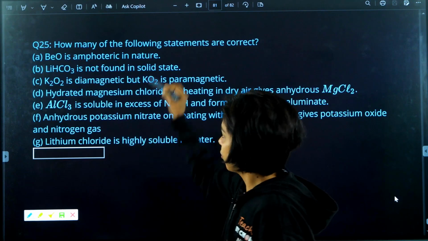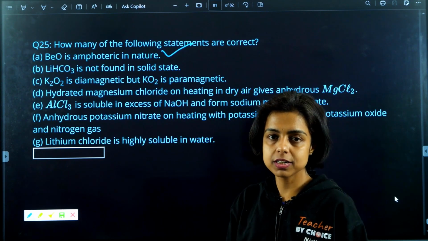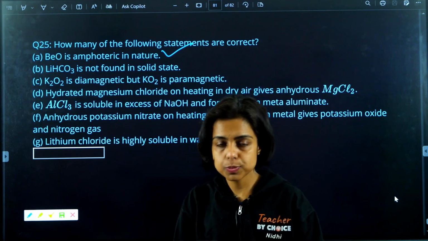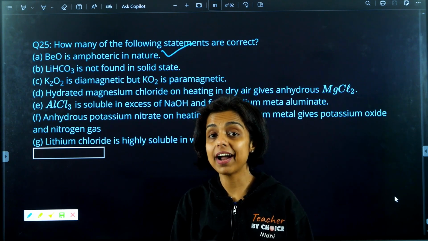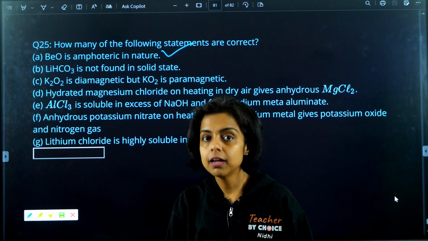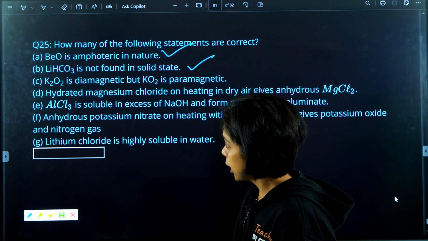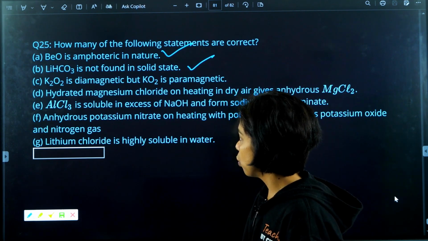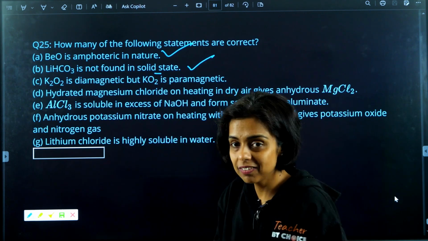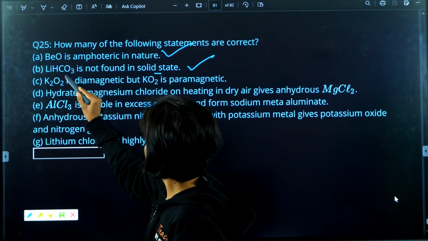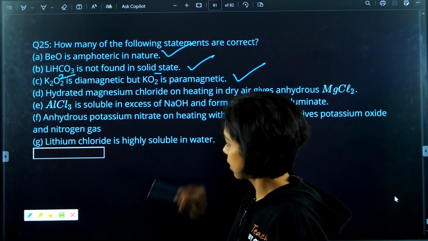BeO is amphoteric. Of course, aluminium, zinc, beryllium oxide, tin, lead oxide are amphoteric in nature. Lithium bicarbonate is not found in solid state. Of course, because it has lithium ion, it has a lot of hydration energy because of small size, right? More charge density. So it doesn't exist in solid state. K2O2 is diamagnetic. KO2 has O2 negative ion, that is superoxide ion. Superoxide ion is paramagnetic and K2O2 has peroxide ion. Of course, this is also correct.